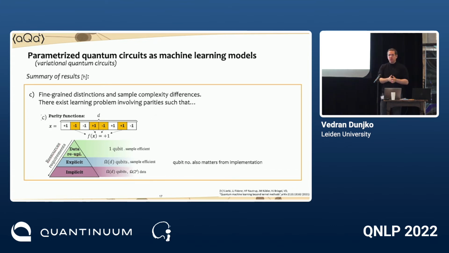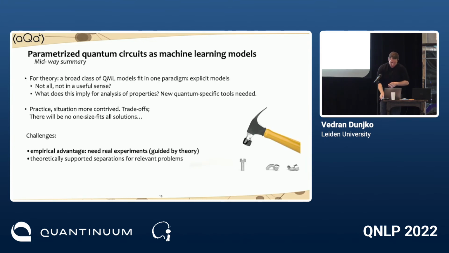For some problems, you have to pick the right tool, and there is no such thing as a fully universal tool. So that's sort of my summary for halfway. From a very theoretical point of view, our main finding is that for a broad class of quantum machine learning models built around parameterized circuits, there's one paradigm that captures everything, and that's the paradigm of explicit circuits, where your data comes first, followed by a fully variational part.